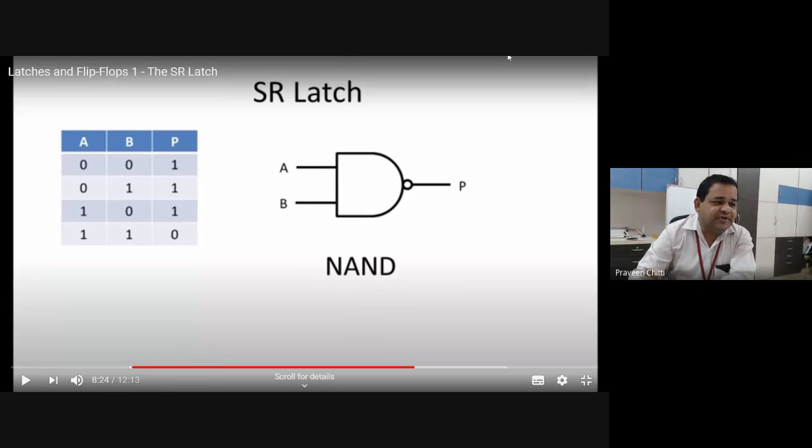I don't know how many of you understood. Can anybody try to explain that? Whatever the SR latch you have studied, that's why I just played that simple video, because already you people have studied that. Can anybody give me the explanation for the same? Yes. What is the SR latch?